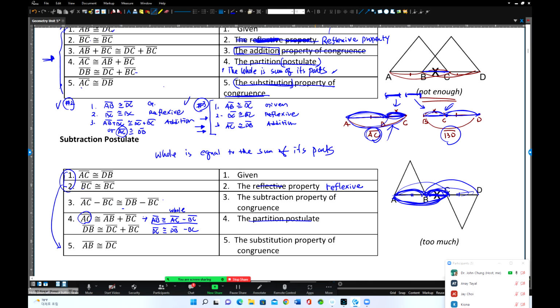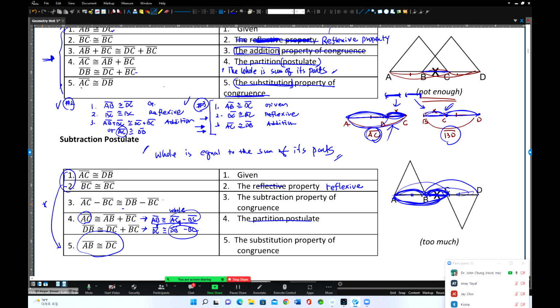That is a whole. That's the partition postulate. Partition, right? A part is... Yeah, this is a whole anyway. So this one is inclusive, right? That means the same thing. After that, these two are equal. Substitute. Because they are equal, this is also equal, right? That we call substitution of congruence. Okay, just the substitution is okay.